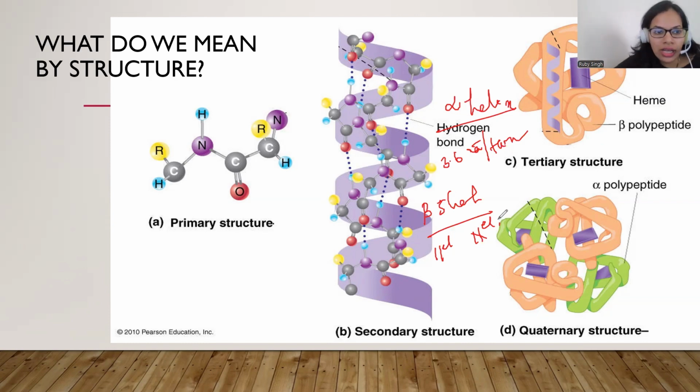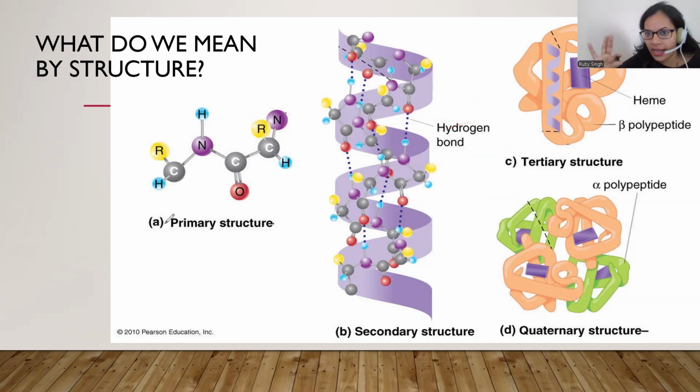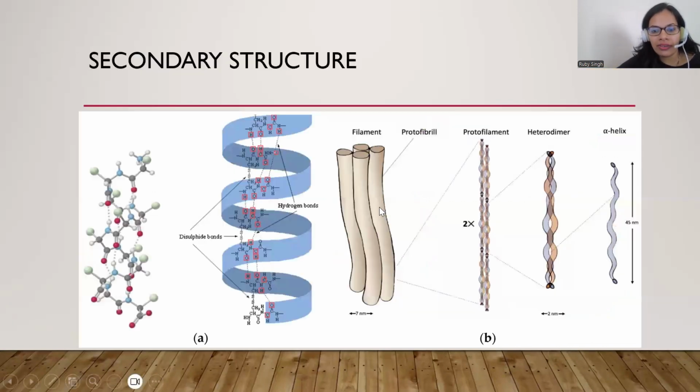Okay, now let's see a few examples for all of these alpha helices and beta pleated sheets. Let's go to this example. Here we're talking about alpha keratin, and here you can see that each filament of your hair is made up of protofibrils, right? And each protofibril has protofilaments. If you clearly see, the protofilaments are nothing but heterodimers, and each heterodimer is made up of only alpha helices.